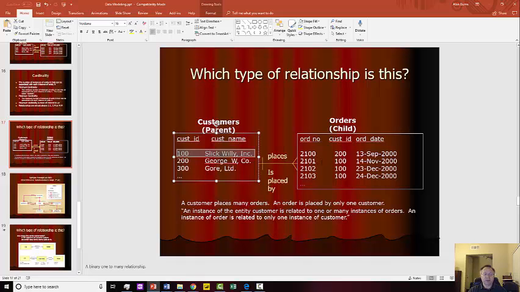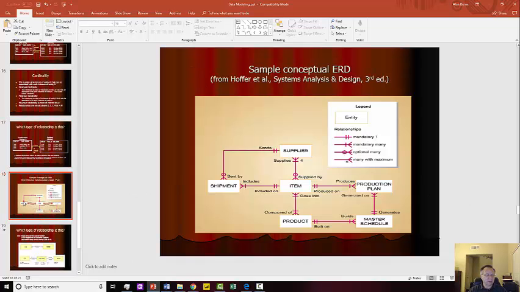Now let's look at it the other way. Order number 2101, one instance of order, is related to how many customers? One order instance is placed by how many customers? And you see, here's the trick. The customer ID is right here. It's 100. An order may be placed by only one customer. And that sometimes takes students a while to get their arms around. But that's what we're doing here. If we look at the previous example, now these things start to make sense.